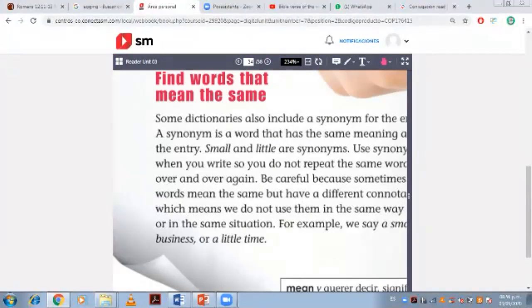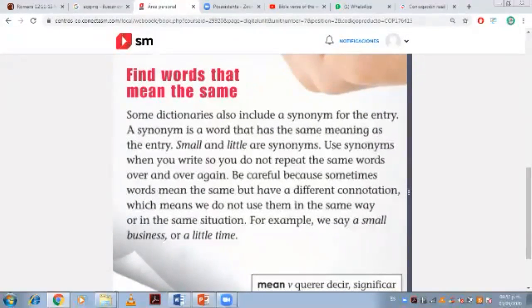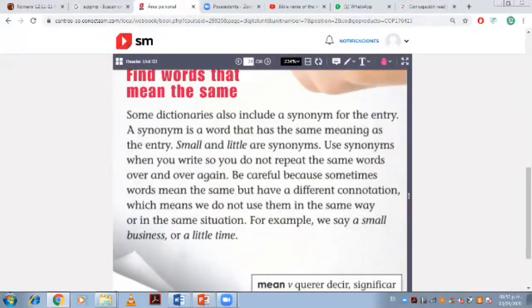Okay, let's continue with the page 34. The page 34 is 5 words that mean the same. Some dictionaries also include a synonym for the entry. A synonym is a word that has the same meaning as the entry. Small and little are synonyms. Use synonyms when you write so you don't repeat the same word over and over again. Be careful because sometimes words mean the same but have a different connotation, which means we don't use them in the same way or in the same situation. For example, we say a small business or a little time.